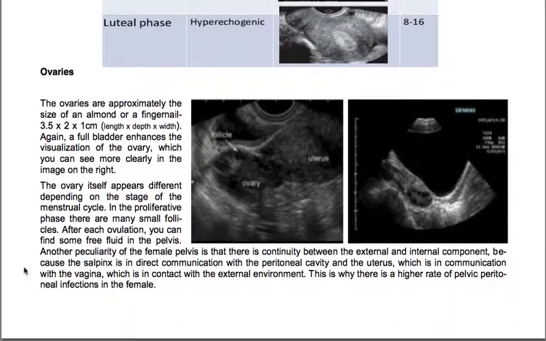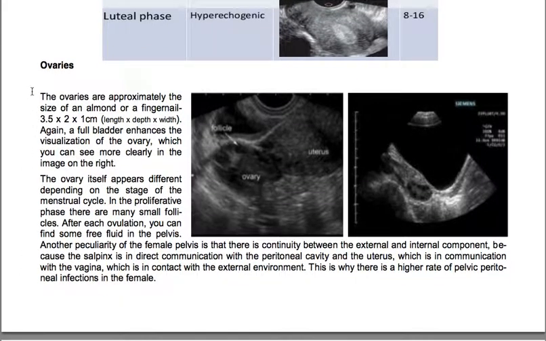Ovaries. Ovaries are approximately the size of an almond or fingernail, with 3.5 by 2 by 1 centimeter. Again, a full bladder enhances the visualization of the ovary. The ovary itself appears different depending on the stage of the menstrual cycle. In the proliferative phase, there are many small follicles. After each ovulation, you can find some free fluid in the pelvis.